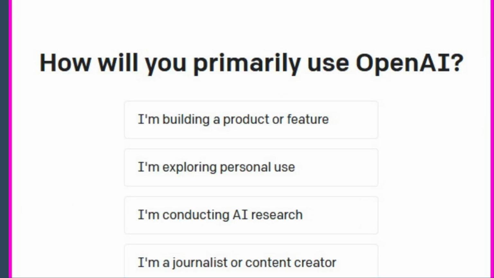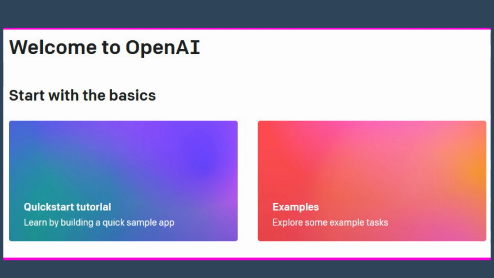Thereafter choose an option. How will you primarily use OpenAI? I am building a product or feature. I am exploring personal use. I am conducting AI research. I am a journalist or content creator. Choose one of them and finally you will be on the home page of ChatGPT OpenAI.